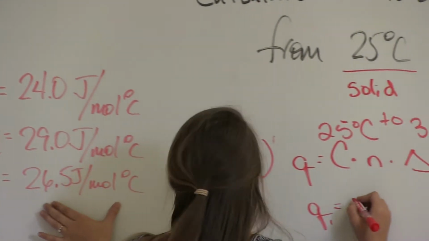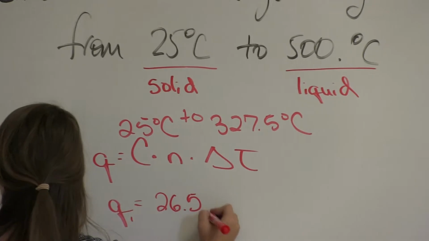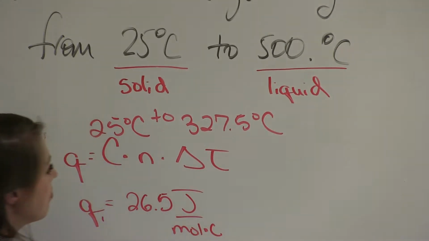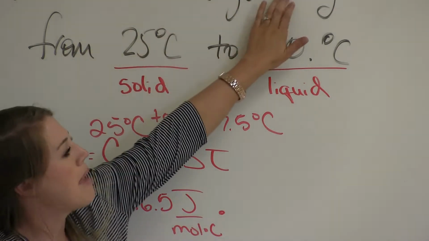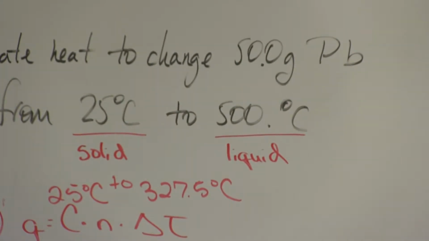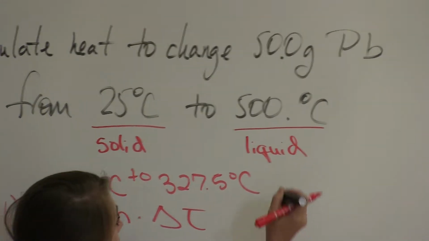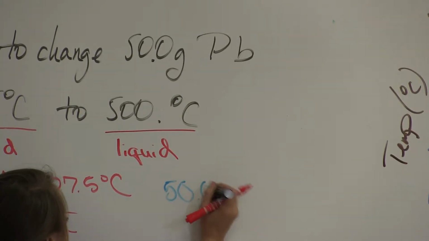So we're going to say Q equals 26.5 joules over mole degrees Celsius. Okay, we're going to times it by our number of moles. Okay, well, I gave you the mass, so we can go ahead and convert this into moles. So if we convert this into moles real fast, we're going to take our 50 grams.